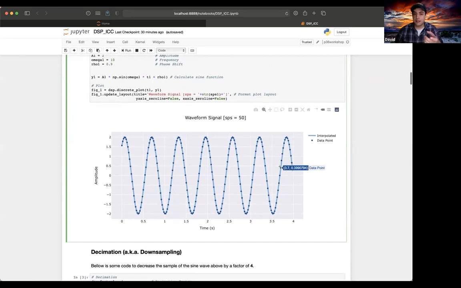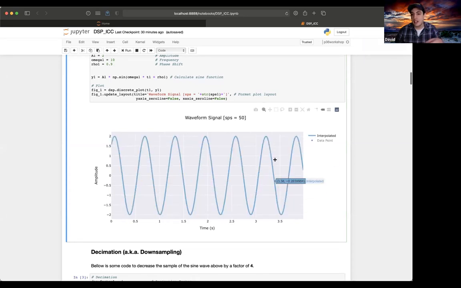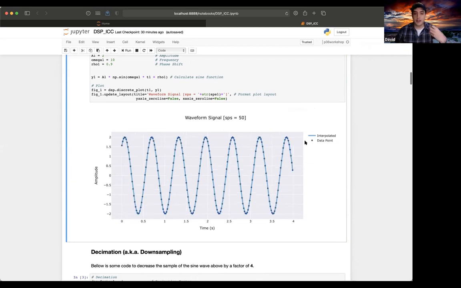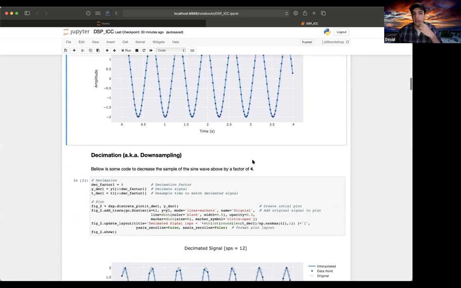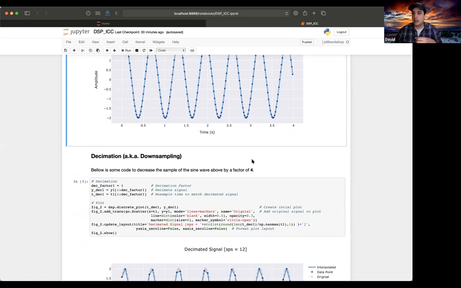And the idea, like Dr. Velasco was saying, is that these points are the actual data, and then this is what's interpolated between. A lot of times when we plot things, we see this and you might think it's continuous, but it's really not. The computer's just showing you what the points would look like between the lines. That's what this is showing. Next would be decimation. I don't know if you want to speak to that before I get to it.